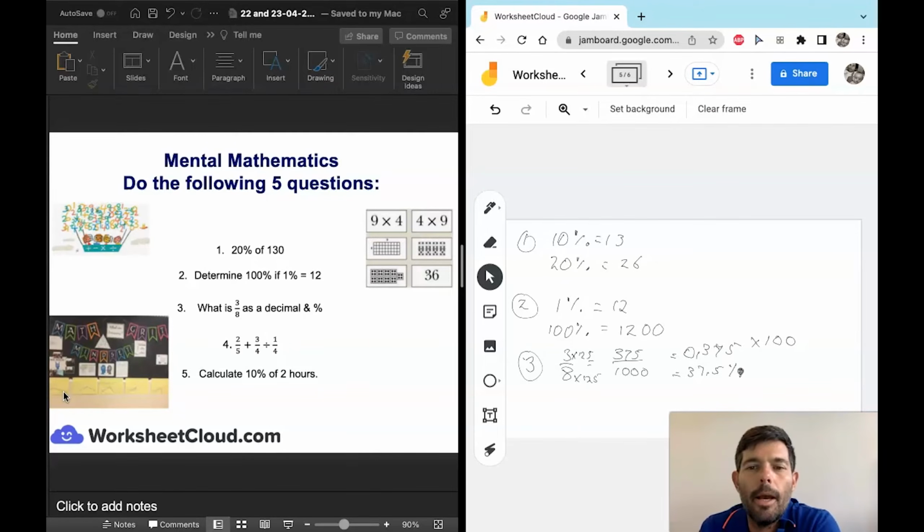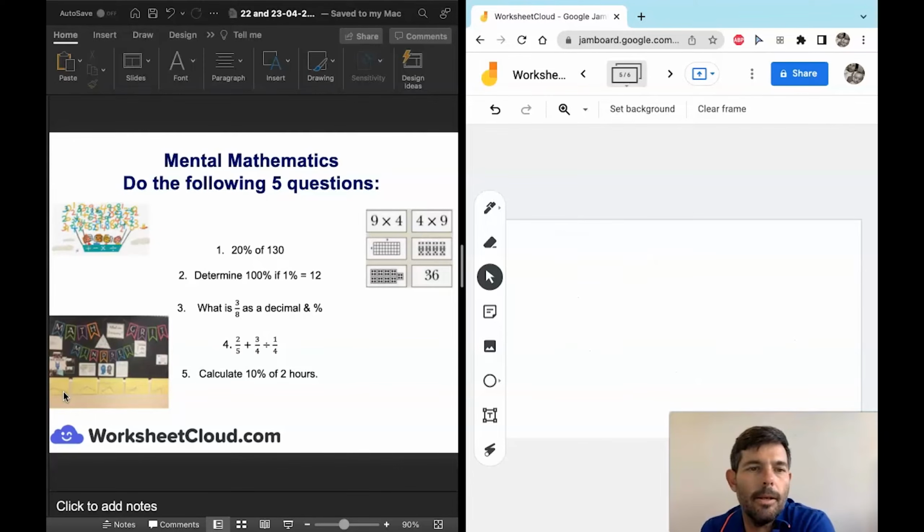You could have also divided both the numerator and the denominator by 10. You would have got 37,5 out of 100, and we know percentage is out of 100. So there's another reason why it's 37,5%. Right, let's look at question 4.